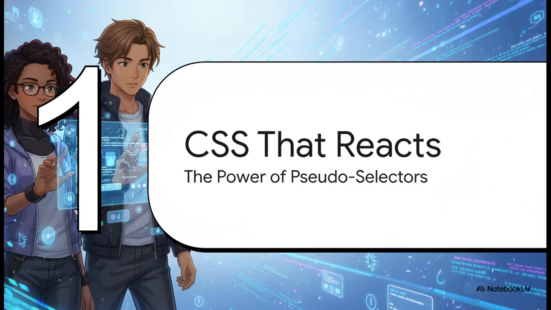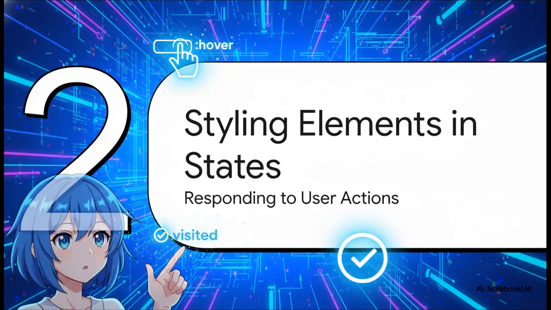So, how in the world does CSS know what a user is doing? Well, the answer is a super powerful feature called pseudo-selectors. Just think of these as special keywords that let you style elements based not just on what they are, but on what they're doing in any given moment. Okay, so we know about pseudo-selectors, but let's actually see how they work.